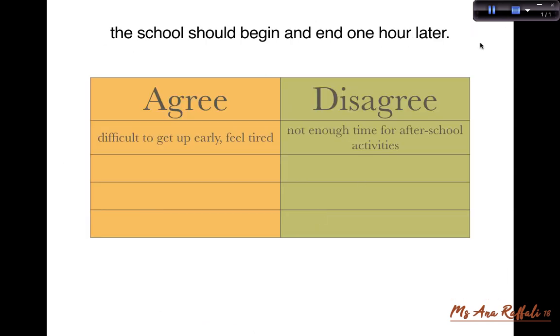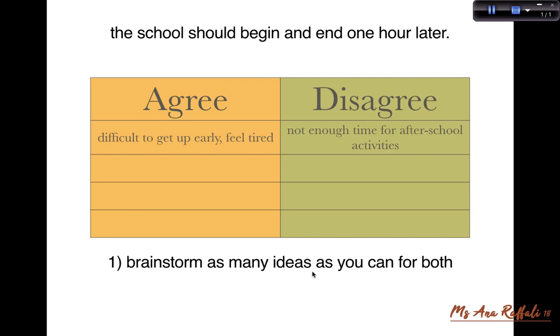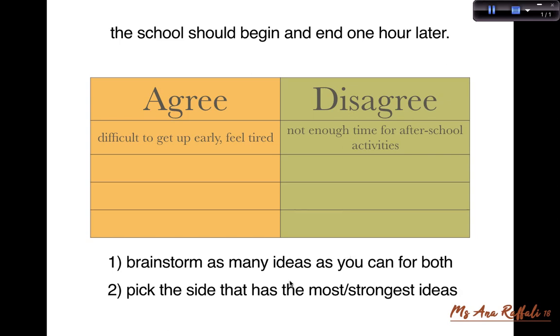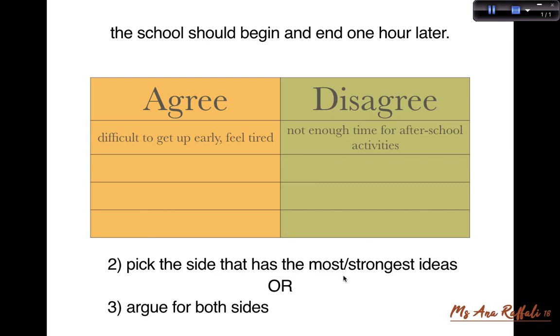So this is the topic. The school should begin and end 1 hour later. You have the agree side, you have the disagree side, and what you need to do is brainstorm as many ideas as you can for both sides. And then you can pick the side that has the most ideas or the strongest ideas, whichever you think is better and can impress the examiner more. Or you can argue for both sides.